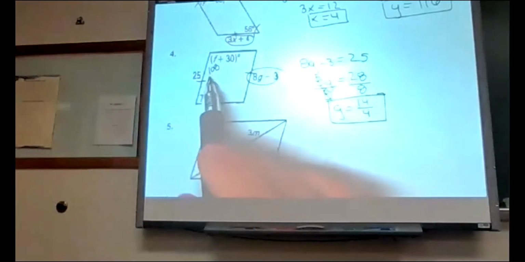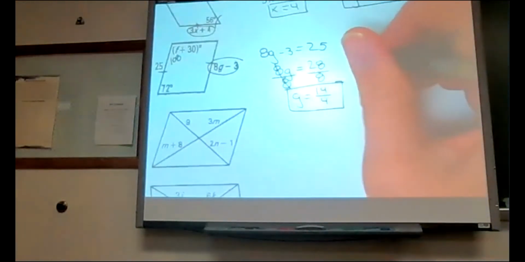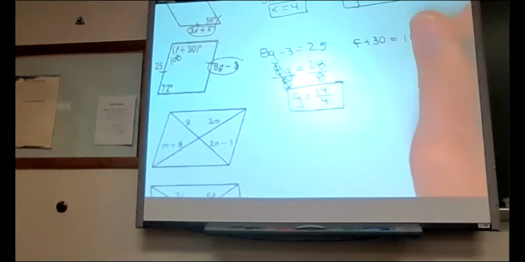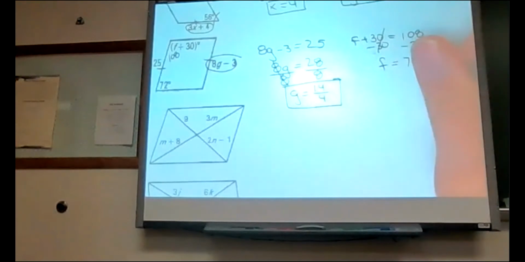So another option is figure out what this angle is. So then I know F plus 30 equals 108. And I just subtract 30. And what would F equal? 78.